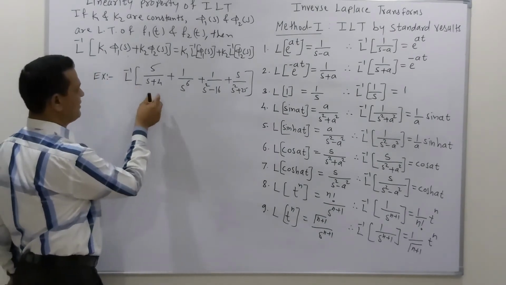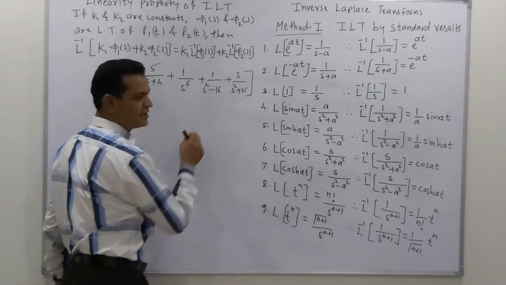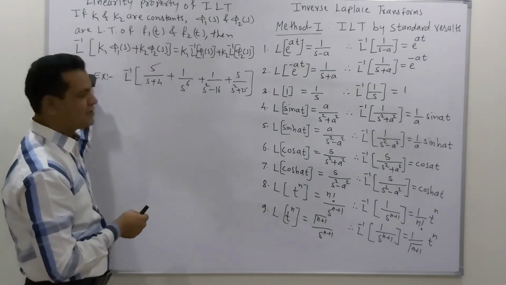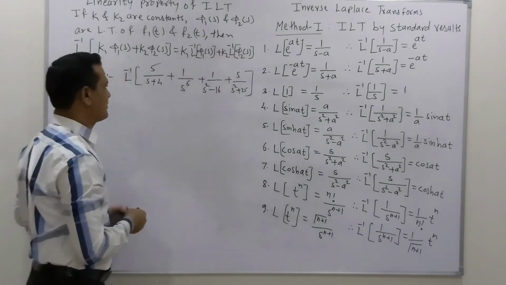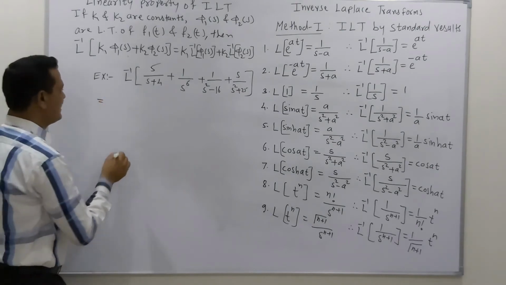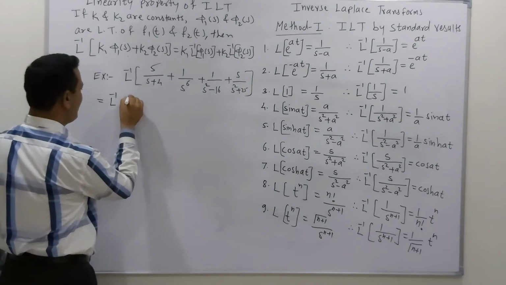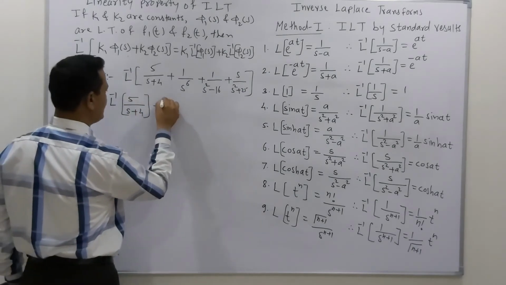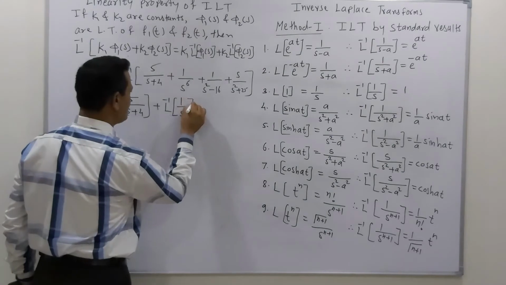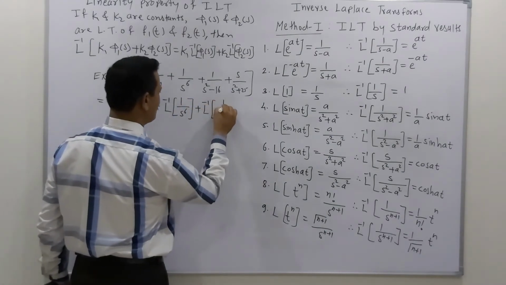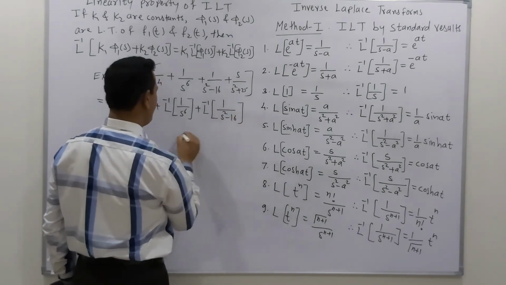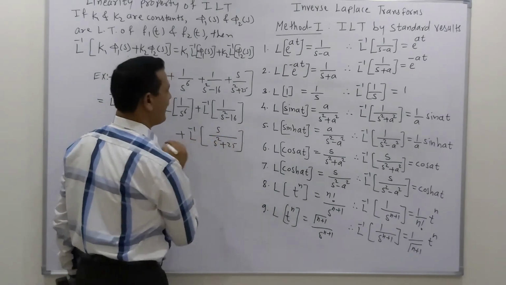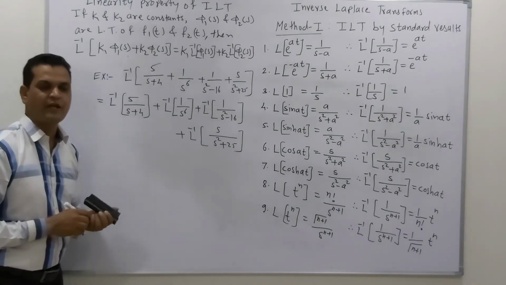Observe that while taking the inverse Laplace transformation, this is the first term, this is the second term, this is the third term, and this is the fourth term. According to the linearity property, if a sum of terms is there, then we can write the sum of inverse Laplace transformations. So we can write this as inverse Laplace transformation of 5 upon s plus 4, plus inverse Laplace transformation of 1 upon s raised to 6, plus inverse Laplace transformation of 1 upon s square minus 16, plus inverse Laplace transformation of s upon s square plus 25. We write this step because of the linearity property.